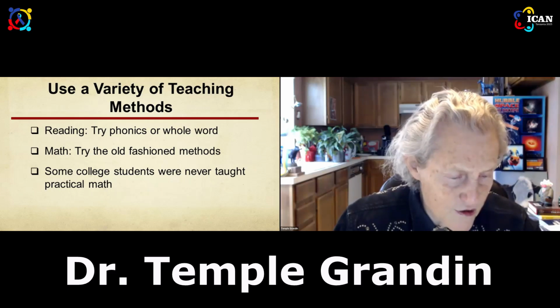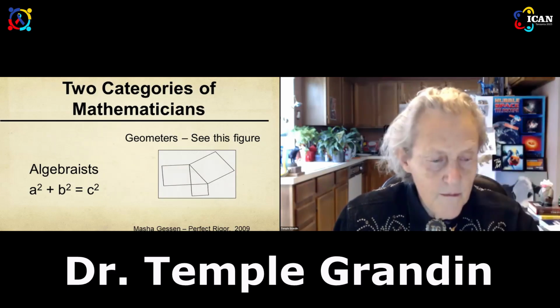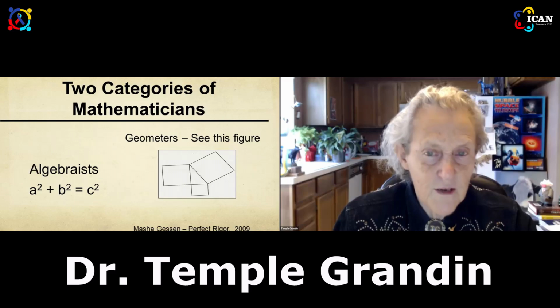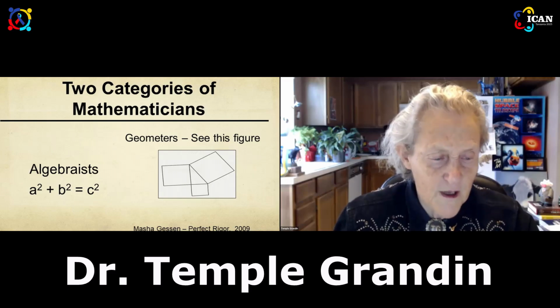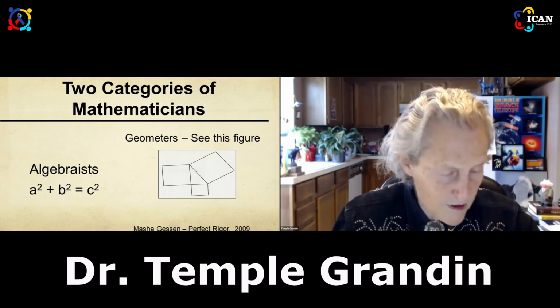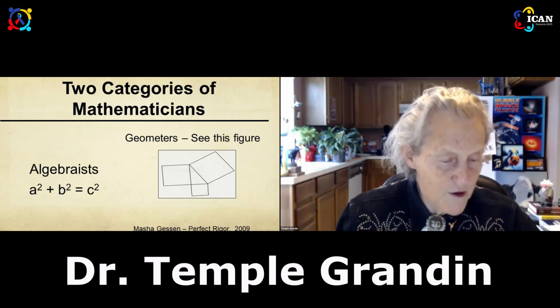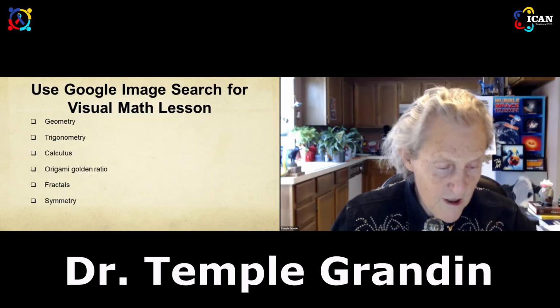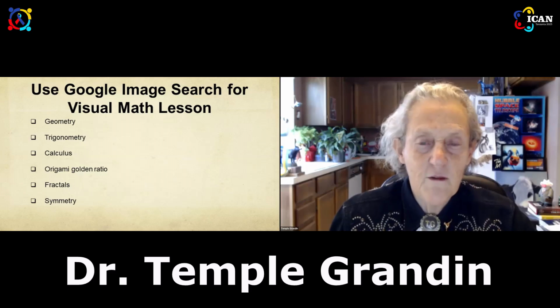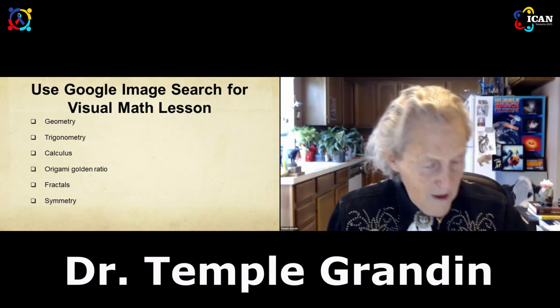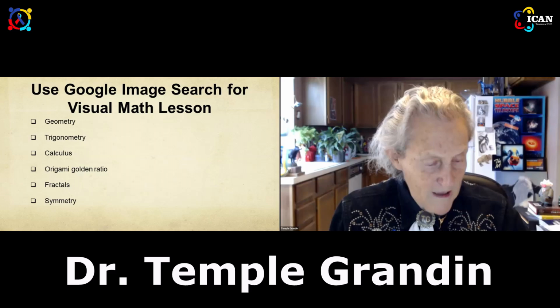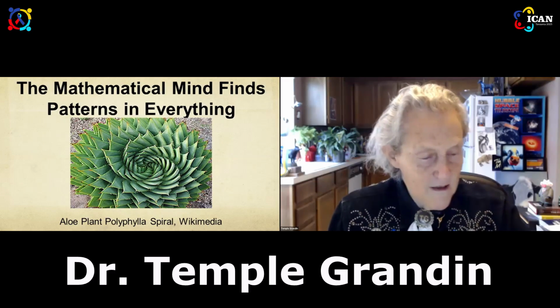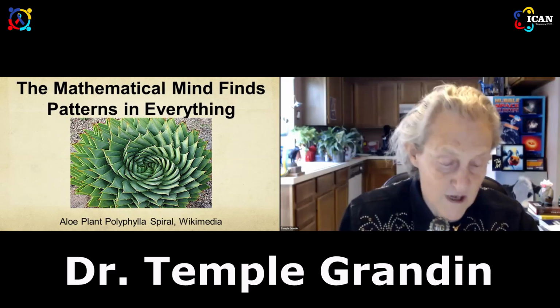This next slide just shows there's kind of two ways that mathematicians do things. You have the one that's totally algebra, then the ones that are more geometric. The next slide says if you use a Google image search and you put mathematical terms in, you can find so many great things. Then I've got a slide of a plant that has mathematics in it. Then I've got another slide that shows Penrose tiling. That's what Stephen Hawking used.